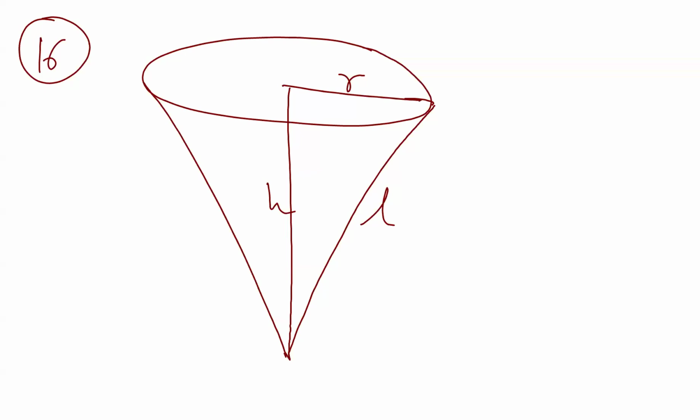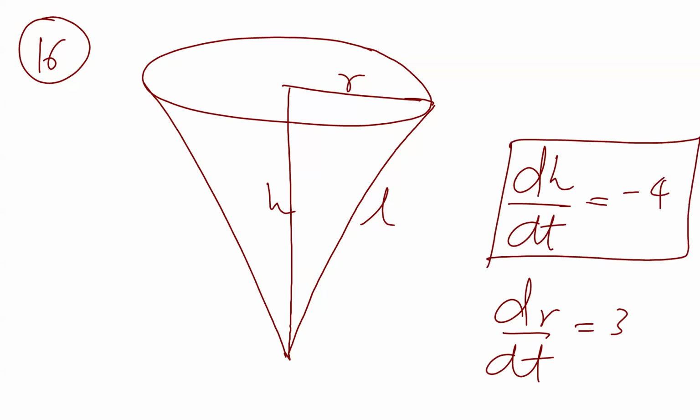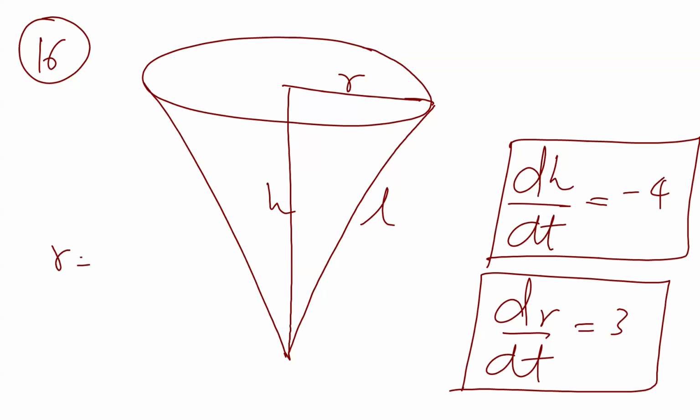Now the radius of the base is increasing. So dr by dt is increasing at a rate of 3 centimeter per minute. The height is decreasing, the vertical height, dh by dt. It is decreasing at a rate of 4 centimeter per minute. So this is minus 4. Minus indicates decrease. It's mentioned decreasing, so it is minus 4. So the initial value of R is 7 centimeters to be precise, and initial value of H, altitude, is 24. Okay, so this information is given to us.